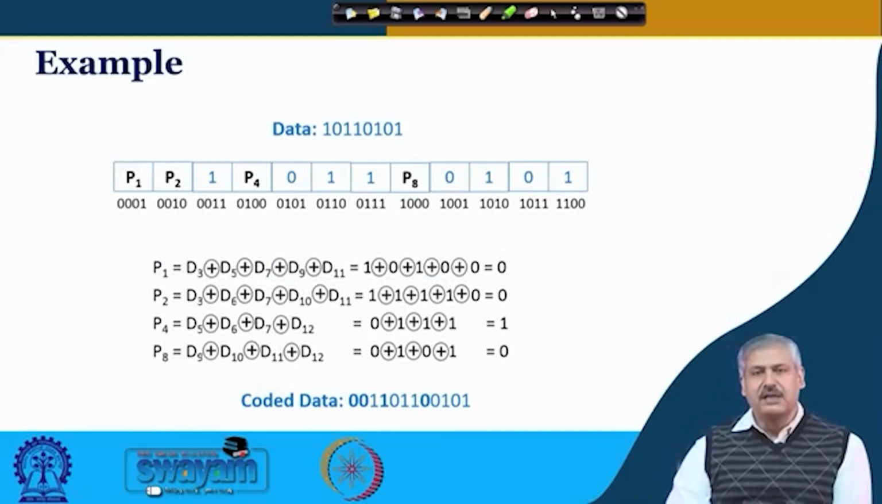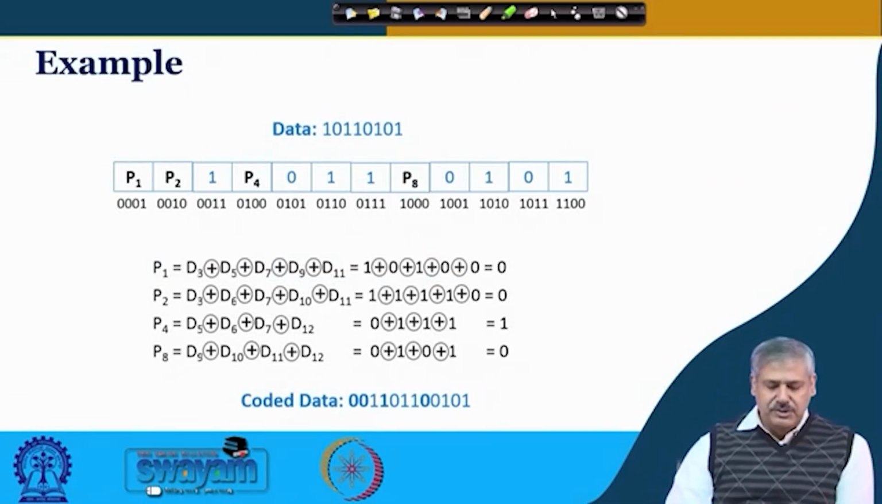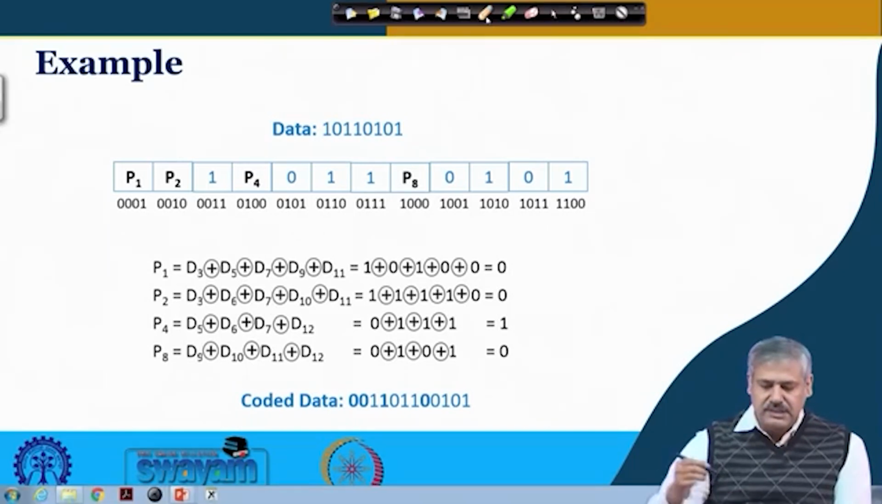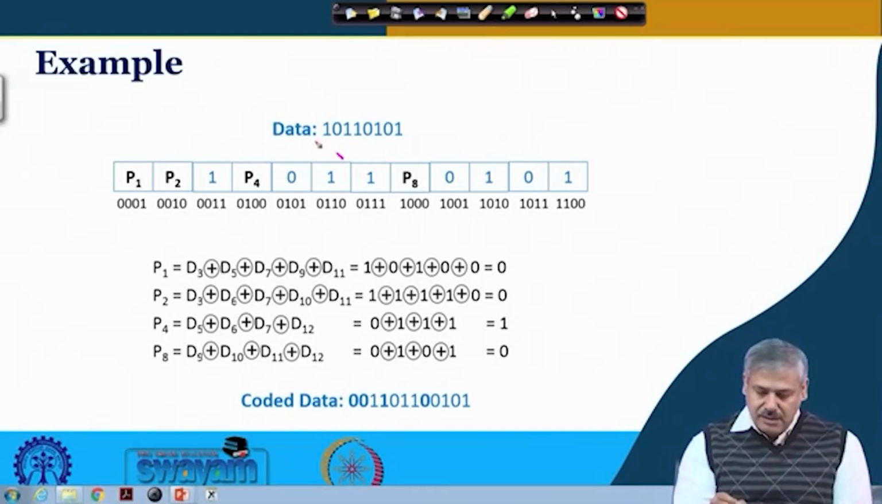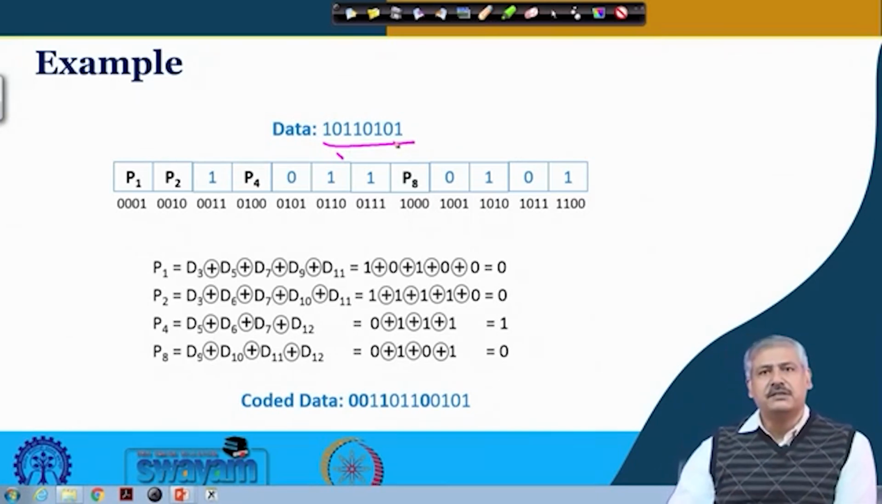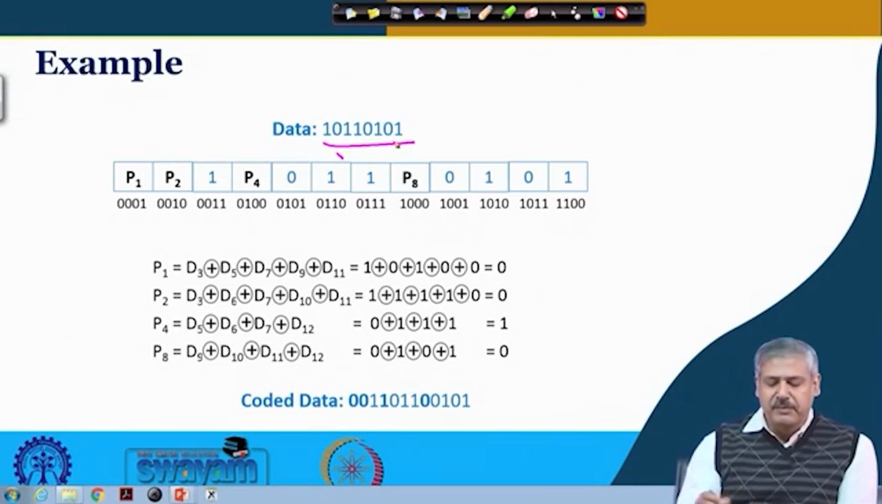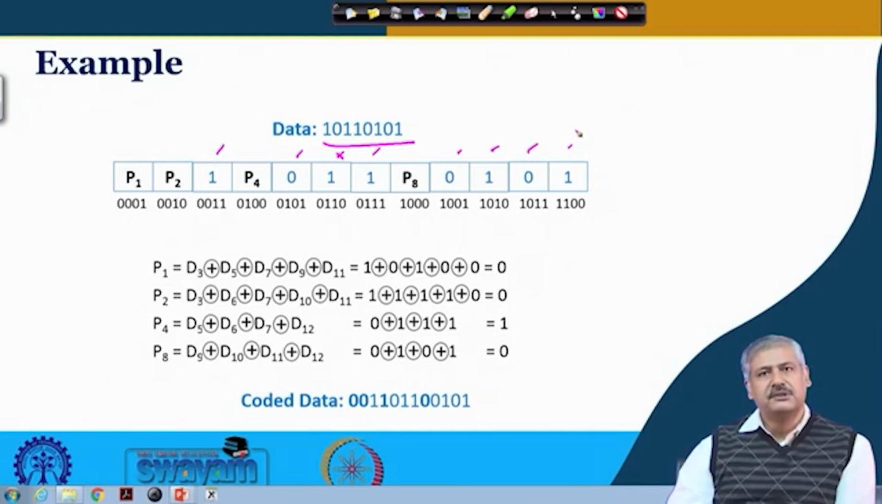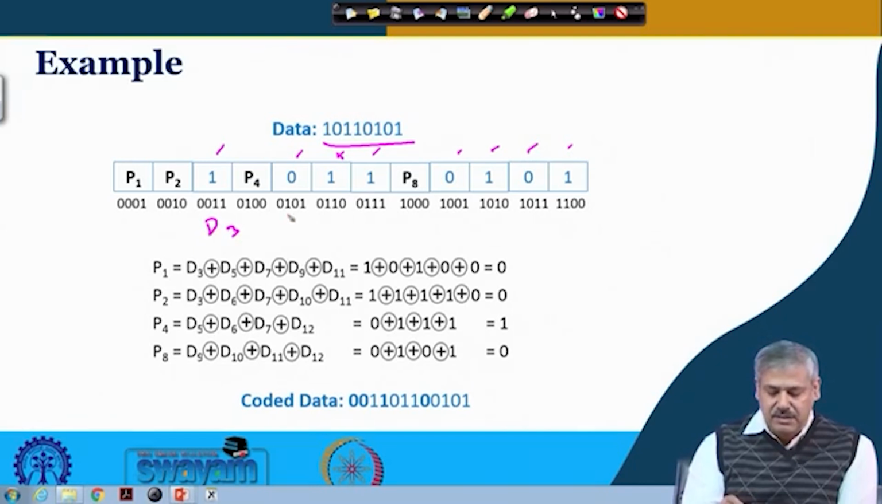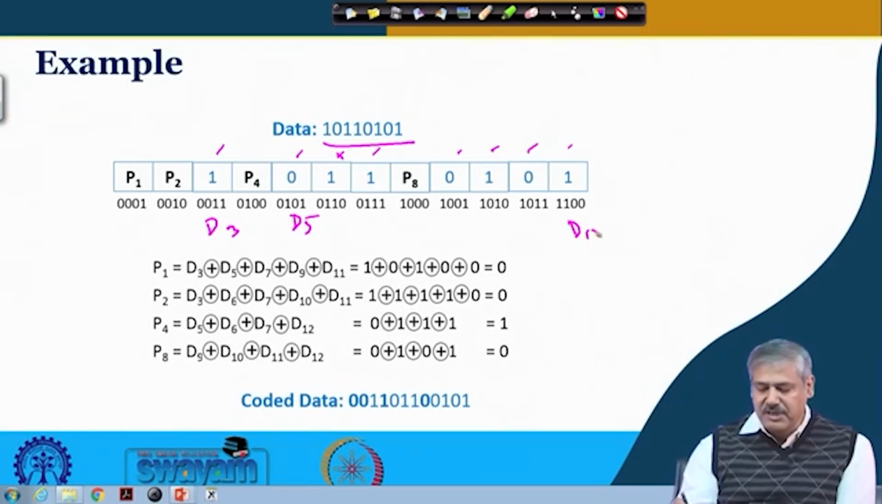Now let us look at an example. In this case the data is 1011 and 0101, so 8 data bits are there. So 4 parity bits will be required. The data bits are placed at D3, D5, D6, D7, D9, D10, D11, D12. This is the way they are defined: D3, D5, up to D12. The rest are parity bits, so we note the nomenclature of how they are designated.